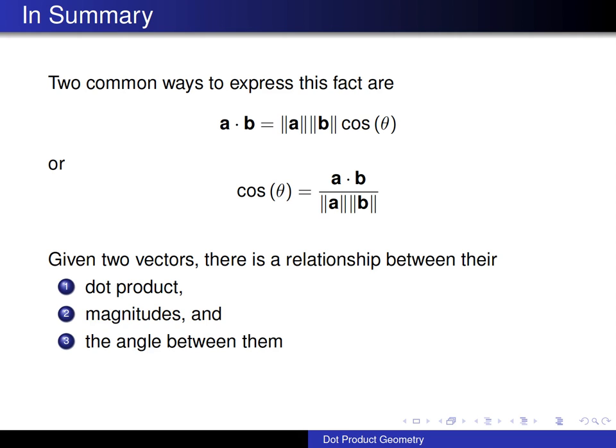And this is really interesting from a geometric perspective because it tells us that when we have two vectors, there is some sort of relationship between their dot product, their magnitudes, and the angle between them. And all three of those ideas are boiled into either one, either way you write this expression. Really kind of a neat and unexpected result.